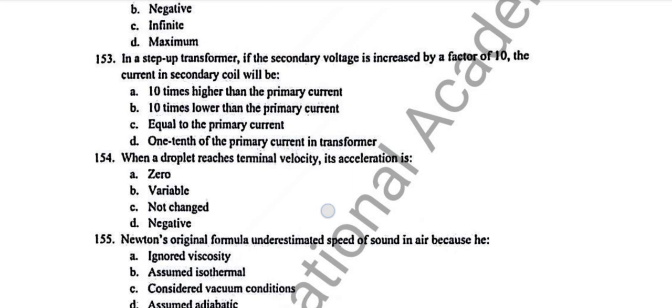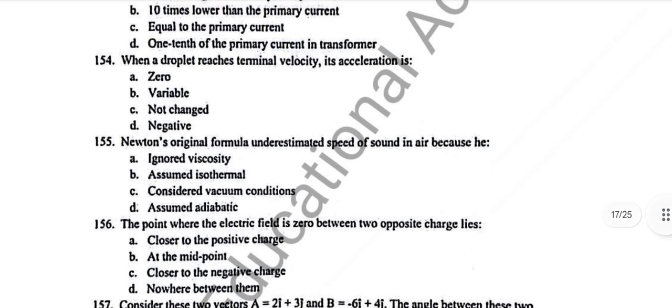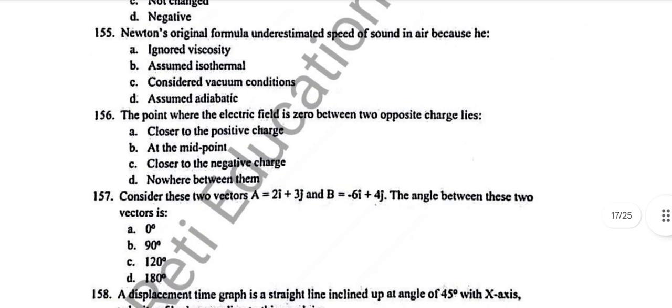Question number 155. Newton's original formula underestimated the speed of sound in air because he B, assumed isothermal. Newton assumed isothermal compressions. Laplace corrected it using adiabatic compressions.